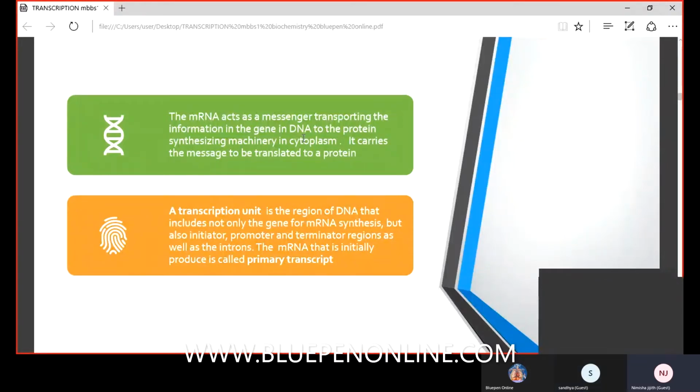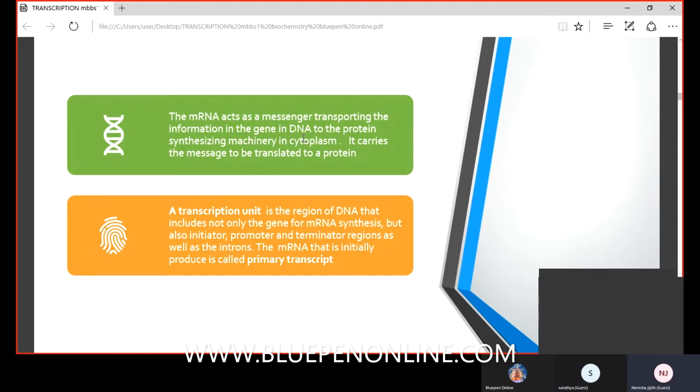But in transcription, there is some sort of difference. What is that? Here, we can see there are three regions: initiator region, promoter region, and terminator region. As well as one more component, known as introns. Have you heard about introns? We will be familiar with that word. After this class, you can easily explain what an intron is.